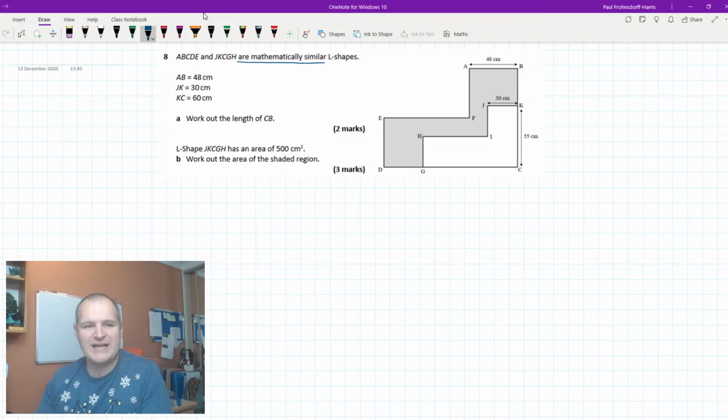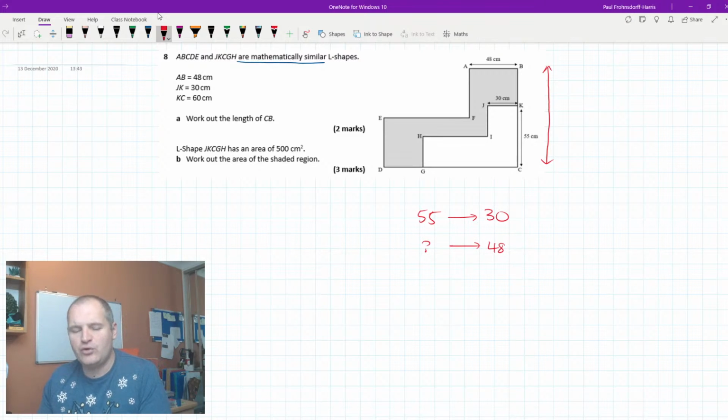So we know that there is a relationship now. So this is saying CB, there's a relationship between the 55 and the 30 that is matched by the 48 and the something.